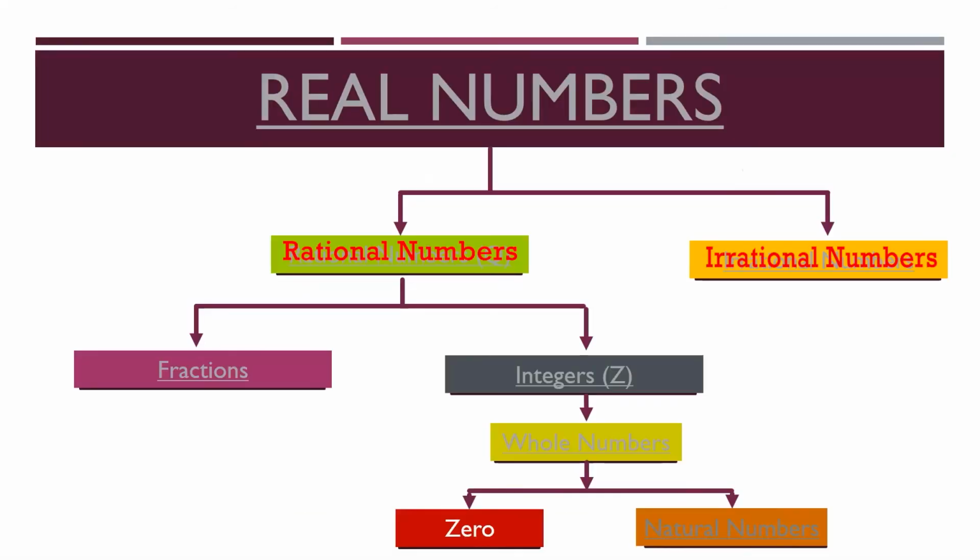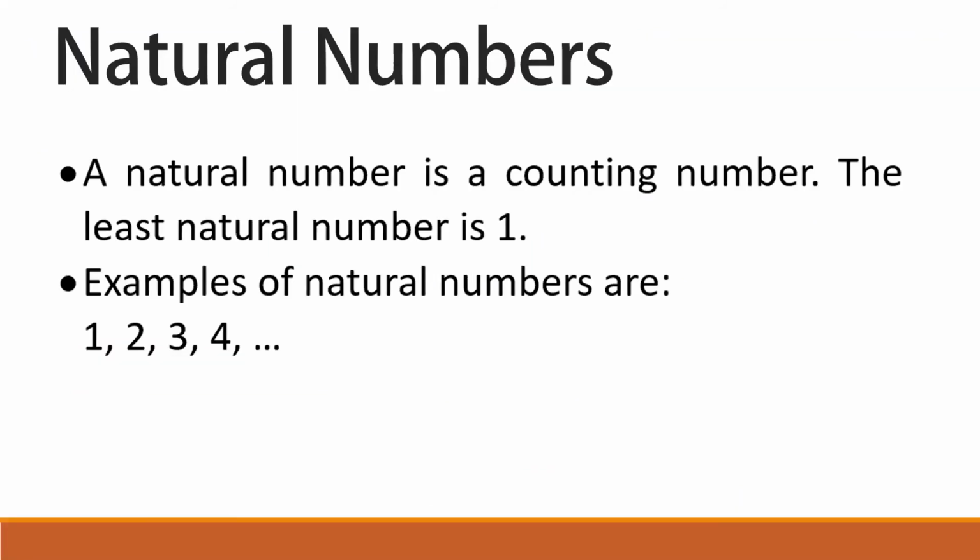So the whole numbers are divided into two. We have the 0 and the natural numbers. So what are natural numbers? A natural number is a counting number. So the least natural number is 1. Examples of natural numbers are 1, 2, 3, 4, and so on. All counting numbers are also called the natural numbers. That's why the least natural number is 1.